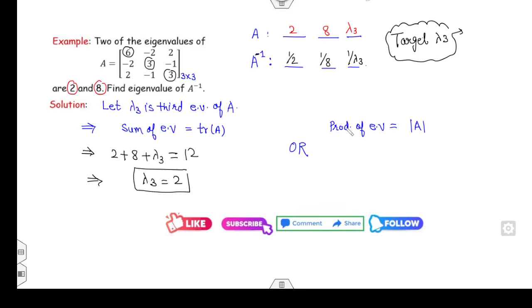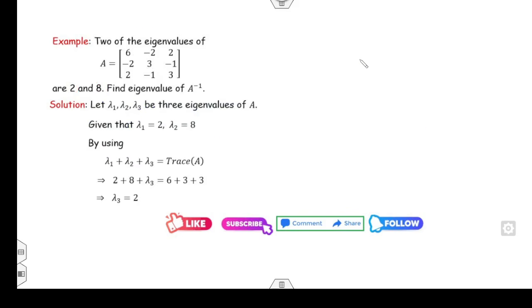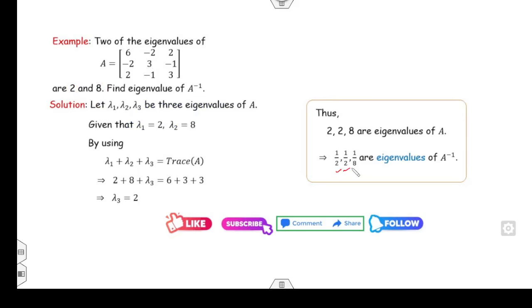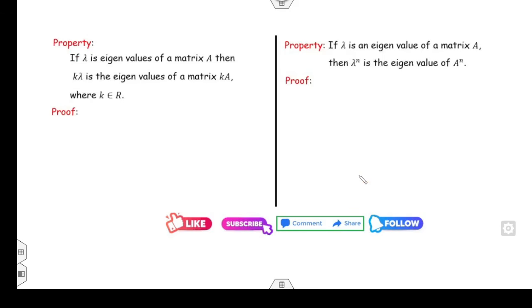Or if you use determinants, then the product of the eigenvalues is 2 into 8 into lambda 3. If you find the determinant of the matrix, you will get the answer 32. You can find that determinant. So that means lambda 3 is again 2. Now if lambda 3 is 2, the third eigenvalue of A inverse is 1 over 2. So 1 over 2, 1 over 2 and 1 over 8 are the eigenvalues of A inverse.